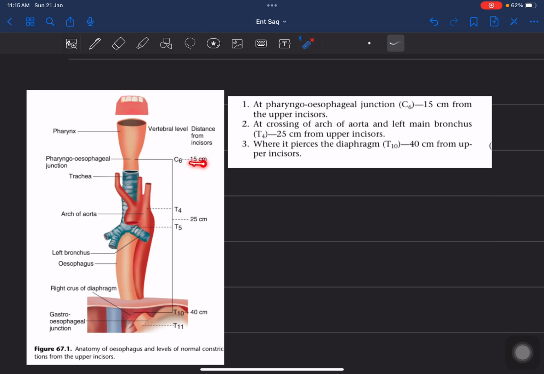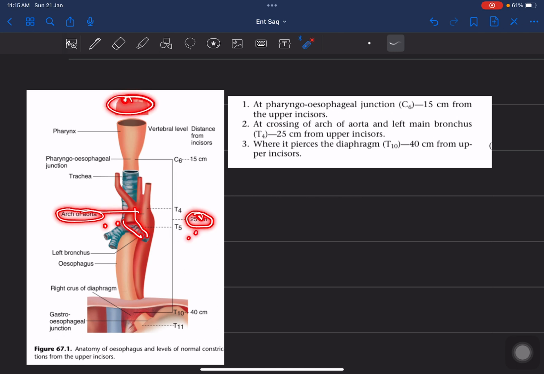And another is at the crossing of the arch of aorta and the left main bronchus. It is at the level of bifurcation, at the crossing of the left bronchus and the arch of aorta, and it is at a distance of 24 centimeters from our upper incisor.